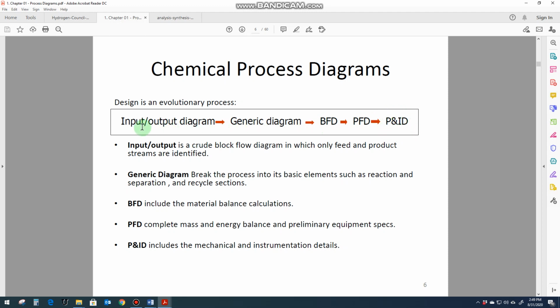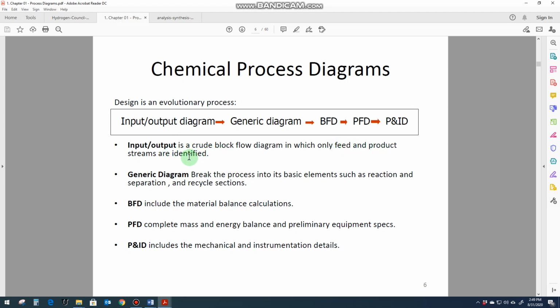Okay, so this is a process of evolution that we can have when we are going to make any industry, or we are going to make any chemical process. Okay, so it will start with the minimum information. What is the input and output diagram? It is a crude block flow diagram in which only feed and product streams are identified.